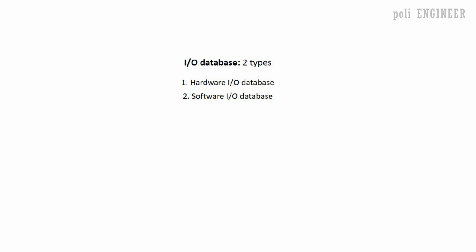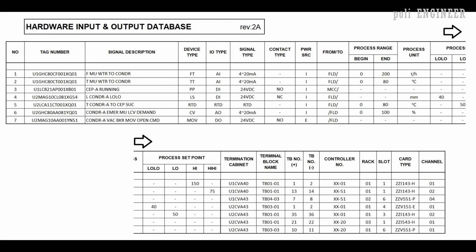Now let's have a look at a sample of an I/O database document. In general, we have two categories. The first one is hardware I/O database, and the second one is software I/O database, also known as communication signal database. Let's go for the hardware database first. As the name indicates, these are the signals physically connected by cables.